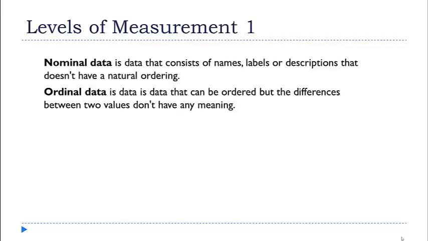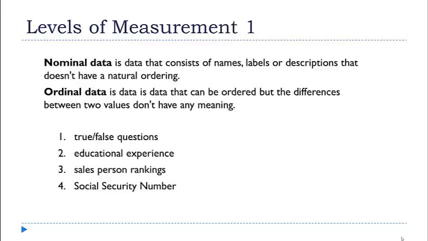Now, the second level, ordinal data, are made up of values that can be arranged in some kind of order, but where the differences between the values don't have any meaning. So to see what that means, let's look at some specific values. Now, text responses like true or false are always going to fall in the nominal category.